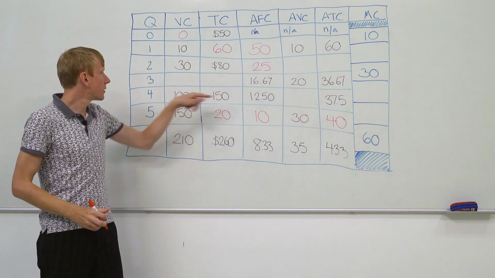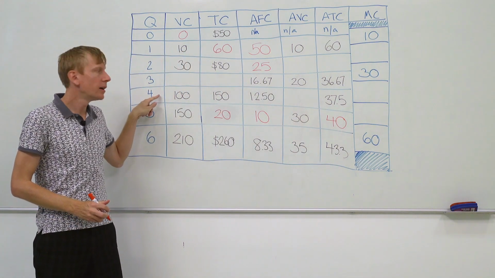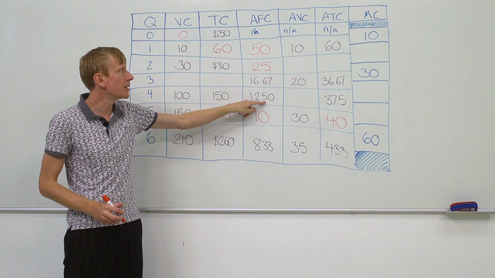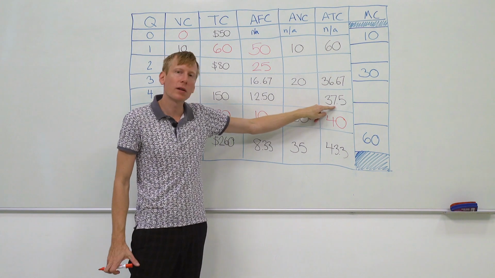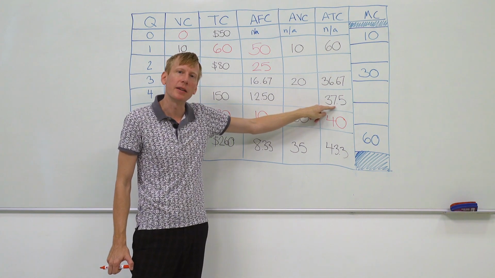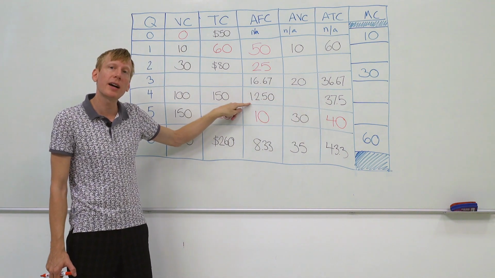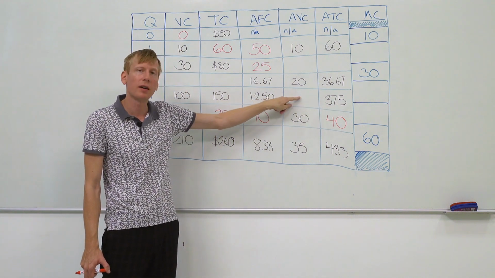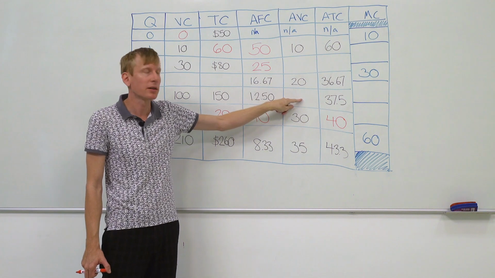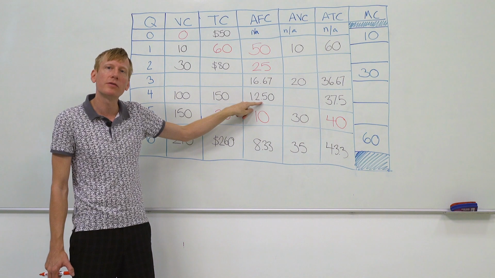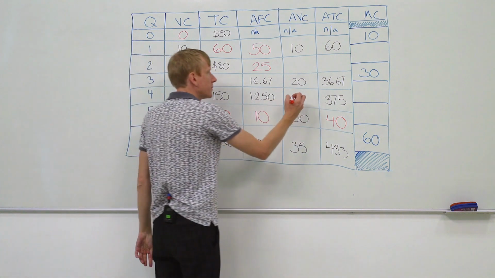And for this point here, with a quantity of 4, now we have an average fixed cost of 12.5, and we have an average total cost of 37.5, and that 37.5 must be equal to 12.5 plus our average variable cost. So our average variable cost must be 37.5 minus 12.5, or 25.